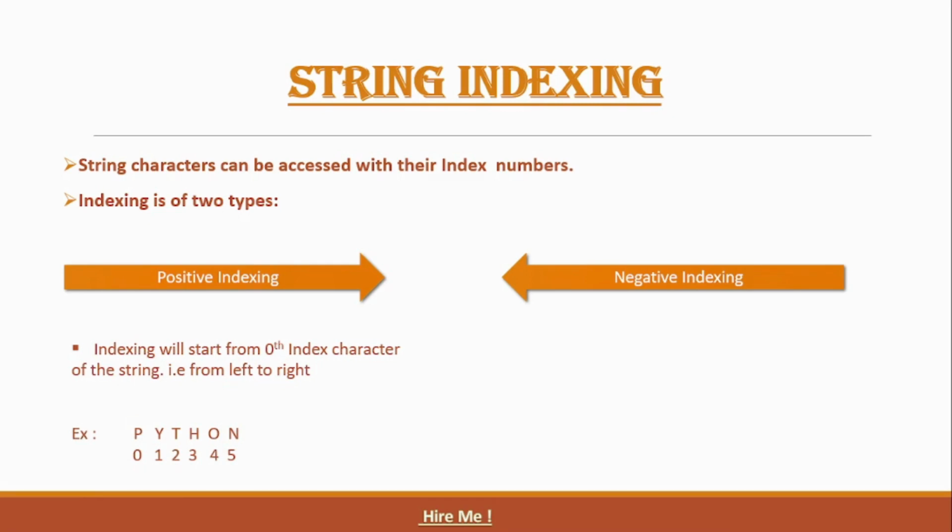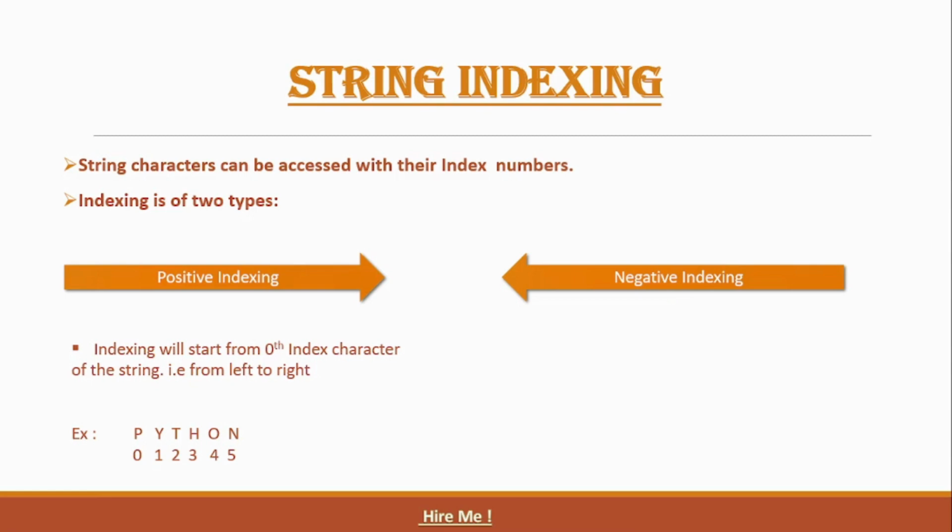I have taken a string Python. In terms of positive indexing, if you want to access this word Python, you have to consider P, the very first character, also known as the 0th index character. So you have to refer P at index 0, followed by Y at index 1, T at index 2, H at index 3, O at index 4, and N at index 5. So this is positive indexing.